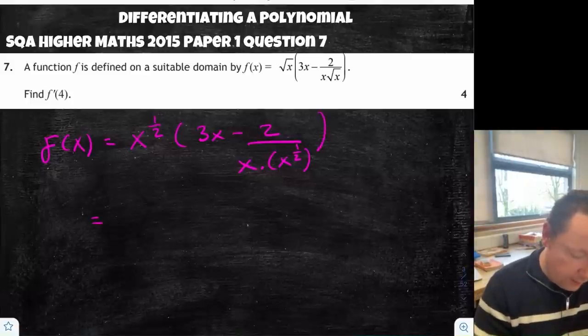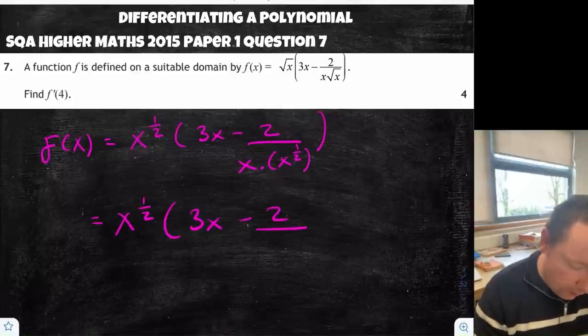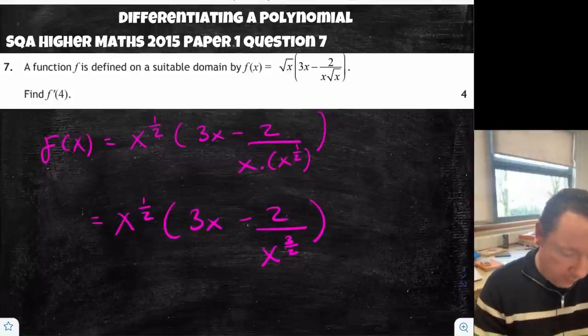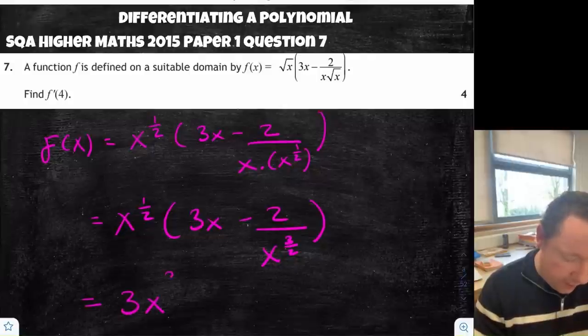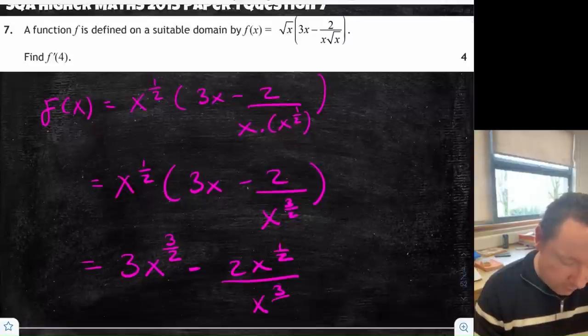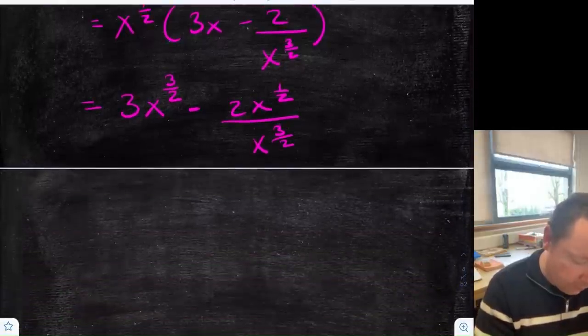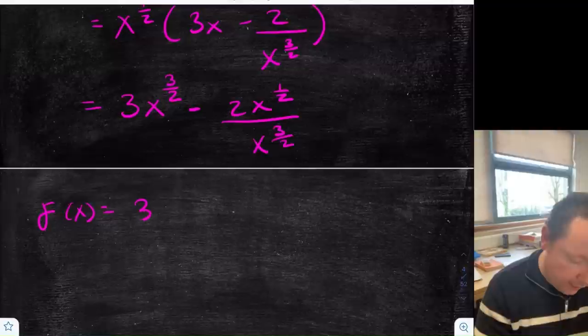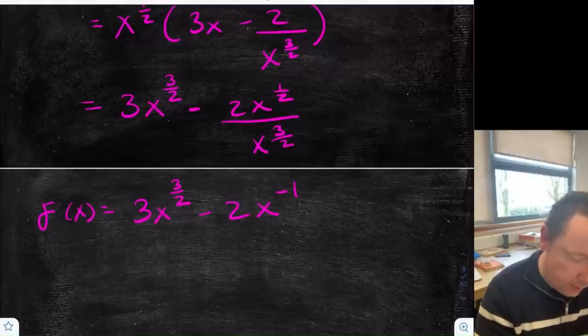So that is x to the half times (3x minus 2) over x to the 3 halves. And then we can multiply our brackets out to get 3x to the 3 halves minus 2x to the half over x to the 3 halves. And tidying that up even further, f of x is 3x to the 3 halves minus 2x to the minus 1, a half minus 3 halves.